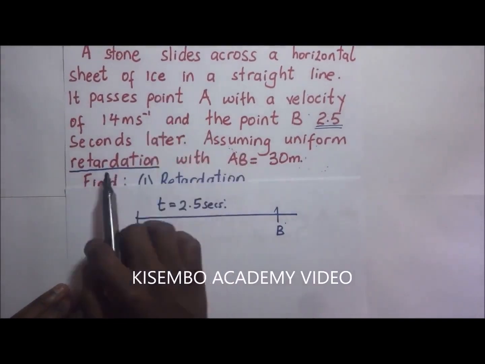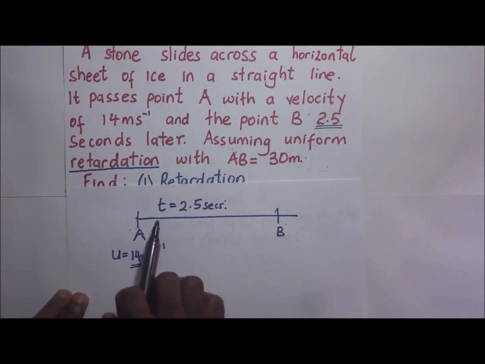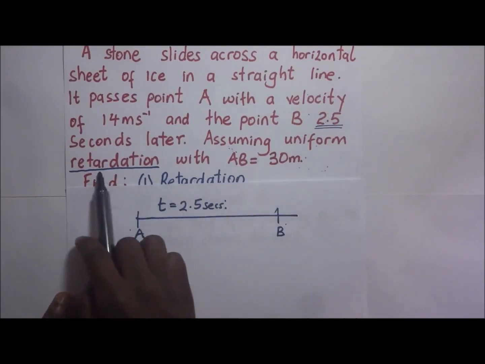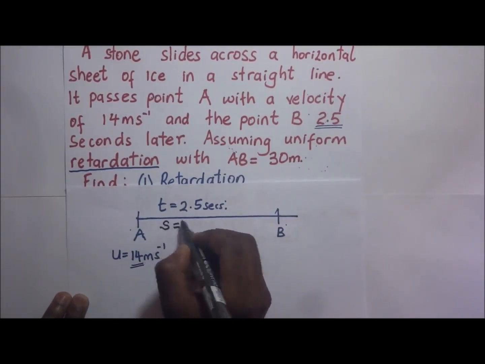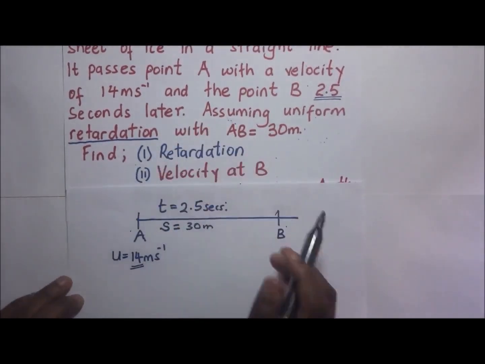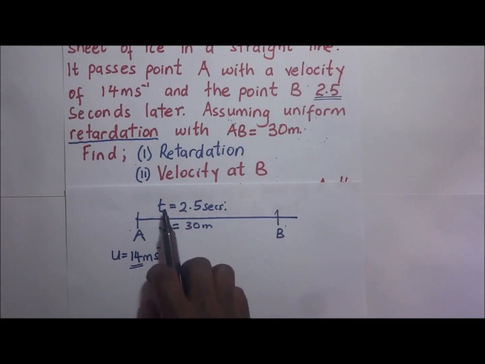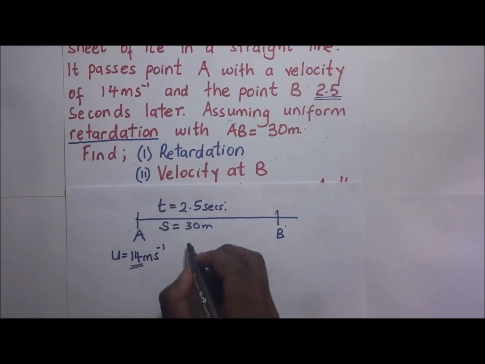Assuming uniform retardation, they are telling us that by the time it reached B, the velocity reduced, meaning that the rate of change of velocity was reducing as the body was moving from A to B. So assuming that the retardation was uniform and the distance AB was 30, so our distance S is 30 meters from A to B, they're asking us to find, Roman 1, the retardation. So we have the distance S, we have the time, we have the initial velocity u. So from our equations of constant acceleration, we shall choose an equation that satisfies all these to give us our value of a.